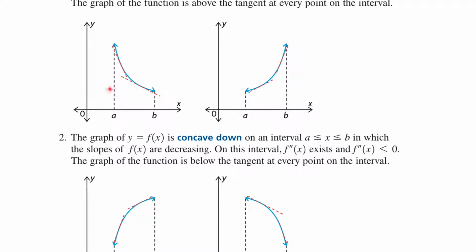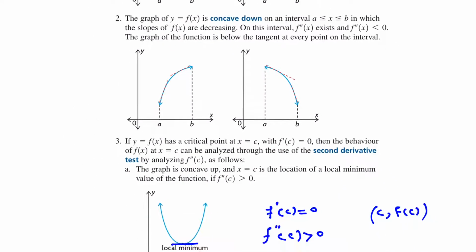By looking at these two graphs, we see the slope of the tangent line is increasing, therefore the function is concave up. As you see, the tangent line is below the curve. Similarly, the graph of y equals f of x is concave down on an interval in which the slopes of f of x are decreasing. On this interval f double prime of x exists and is less than 0. When the graph is concave down, at any point on the interval it is below the tangent line.